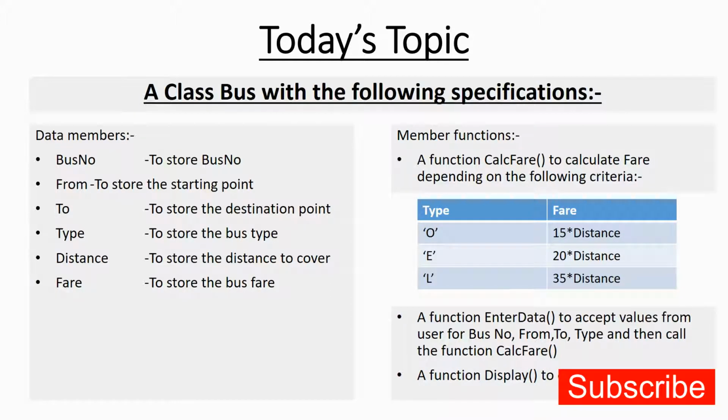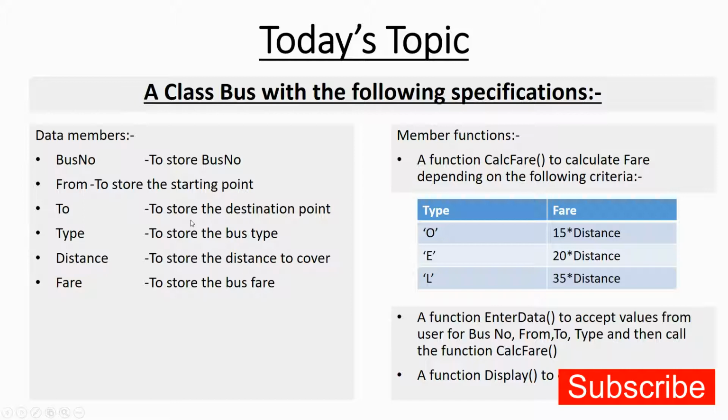My name is Ajay, and in my previous tutorial we took an example of how to define a class. That was example 1, and in this tutorial we are going to define one more class. We are going to understand how to implement a class. So here it is. This is the class that we need to define: a class known as Bus, with the following specifications, and these are the data members.